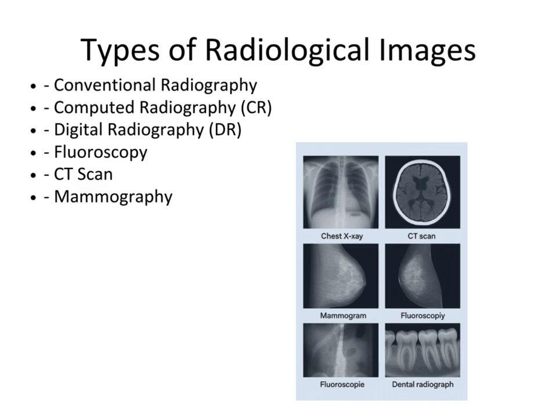There are several types of radiological imaging systems: conventional film screen radiography, computed radiography, and digital radiography. Other modalities include fluoroscopy for real-time imaging, CT for cross-sectional views, and mammography for breast tissue analysis.